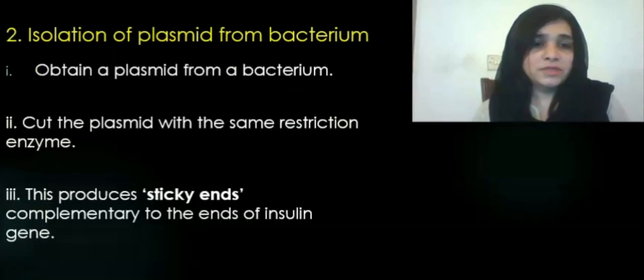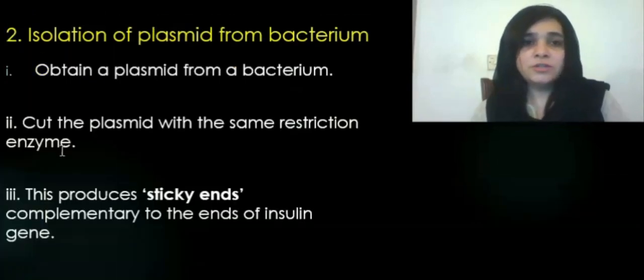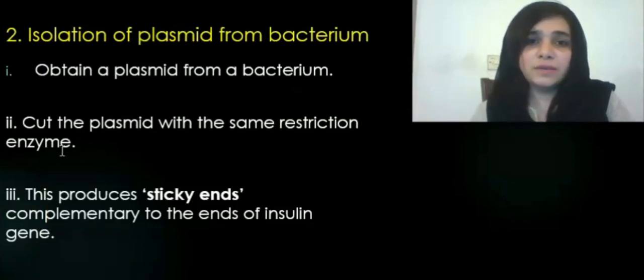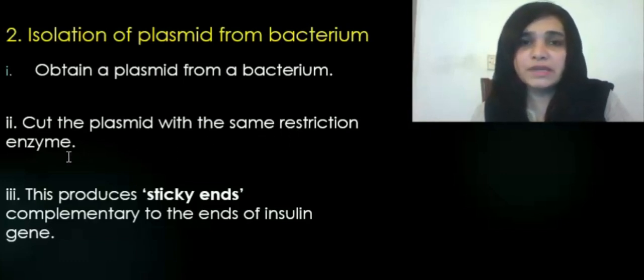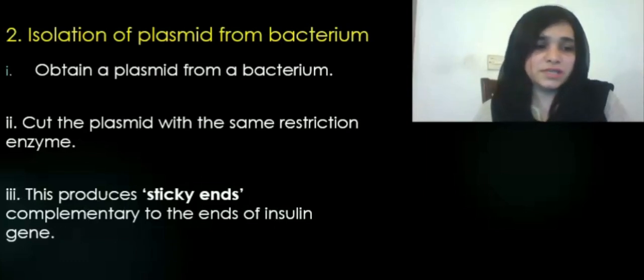Now moving towards the second step, isolation of plasmid from the bacterium. Now what is the plasmid? I have already discussed the plasmid in my previous lesson. Obtain a plasmid from the bacterium. Cut the plasmid with the same restriction enzyme we have already used for the insulin gene. This produces sticky ends complementary to the ends of the insulin gene.